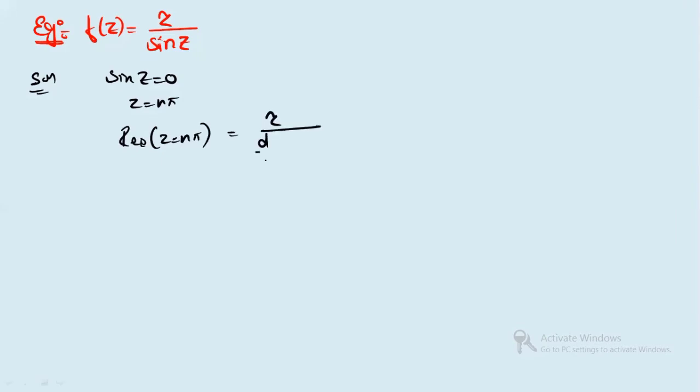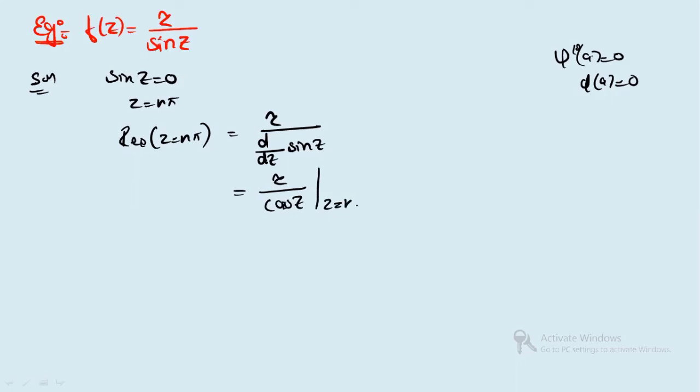It will be z by d/dz of sin z. Because if you see the numerator, when you put n pi, the denominator sin z is equal to 0, psi a is equal to 0, and phi a is not equal to 0. Okay, directly you can see. So finally, this is z, this is d/dz of sin z. On differentiation, you will get cos z. Okay, this is at z equals n pi. Here also z is equal to n pi.